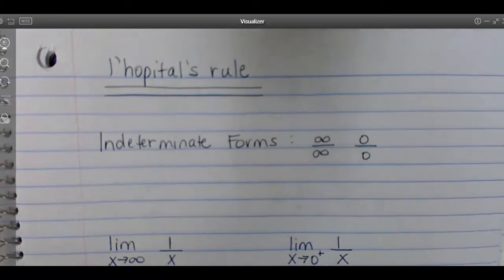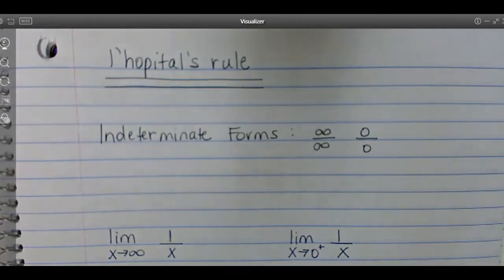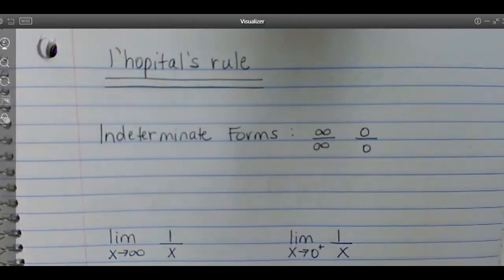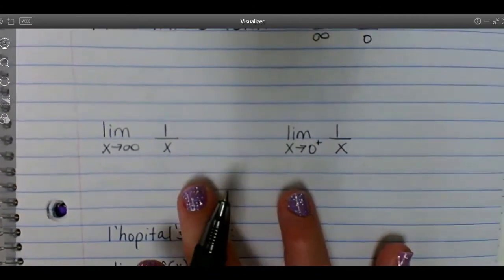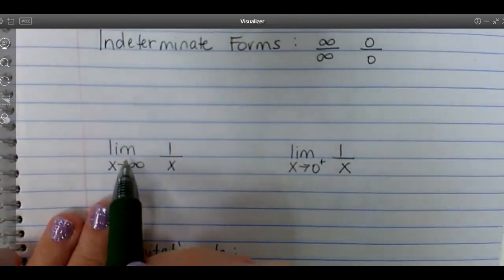And so this rule applies in situations like this. There are more indeterminate forms than just these two, but these are the two that we're dealing with in today's video. So before we go on, there's two other limits that I think are important to talk about. And here's one of them.